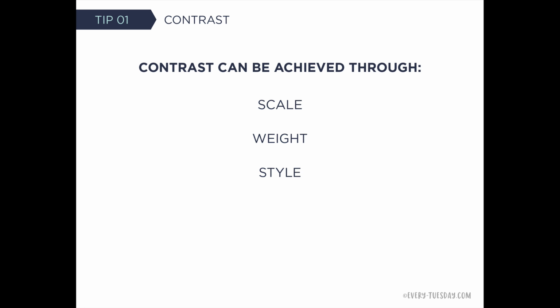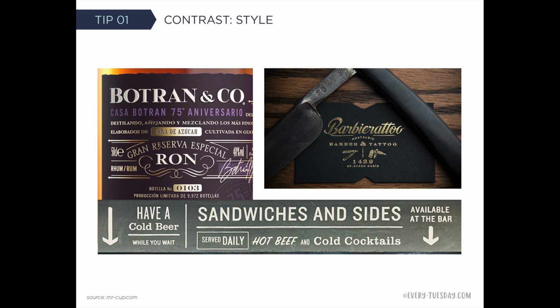And by style, I mean serif, sans serif, display, decorative, script, all those different types of styles. And it's really important that when you're pairing different types of styles that there's contrast between them. So right here with these examples in the top left, this Botrin and Company, you can see we've got a whole bunch of different type pairings here. We've got serif, sans serif, there's even a little bit of script there, but you can see it's utilizing scale and style to achieve contrast and a great layout that's very readable and feels very balanced despite there being so many different styles involved.